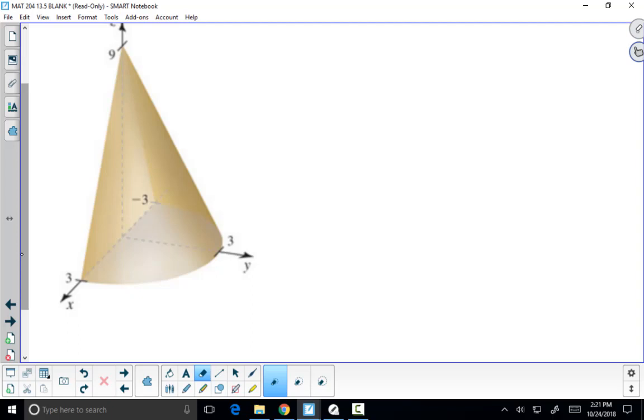Okay, so the upper surface is this half cone. Well, we're not dealing with a quadric cone. We're dealing with a more traditional cone, half of a traditional cone. Everyone see that? Upper surface is the cone. Lower surface is the xy plane.